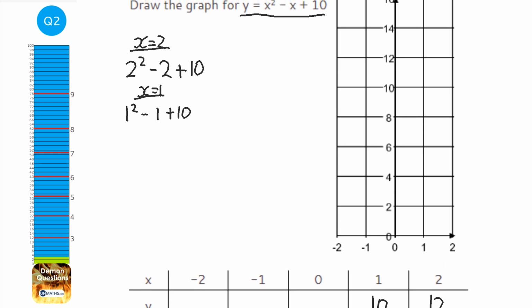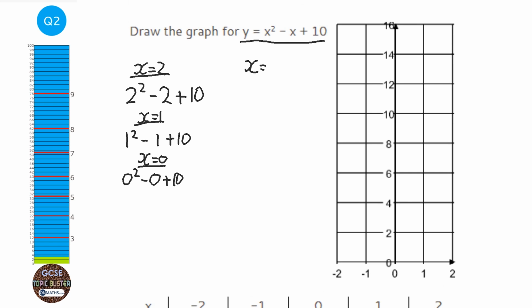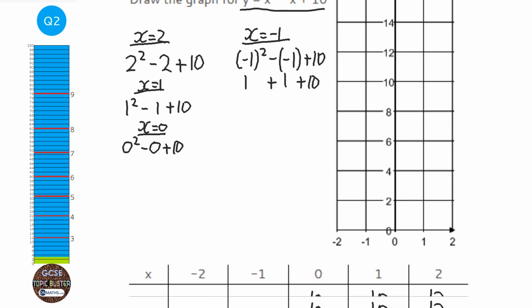Then when x is 0, it's just going to be 0 squared take away 0 plus 10, which is obviously going to be 10. Now when x is negative 1, we've got to be careful. If you type this into your calculator, make sure you put any negatives in brackets, otherwise it will get that wrong. So minus 1 squared is 1. If you don't put it into brackets, the calculator will assume that it's -1, because it will square the 1 first and then put a minus before it. Minus minus makes a plus, so that's going to be 12.